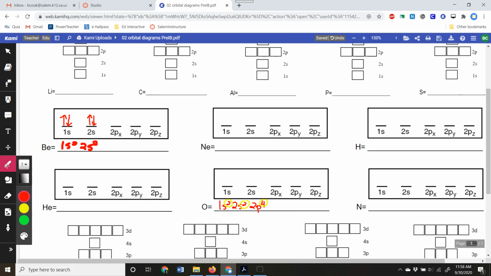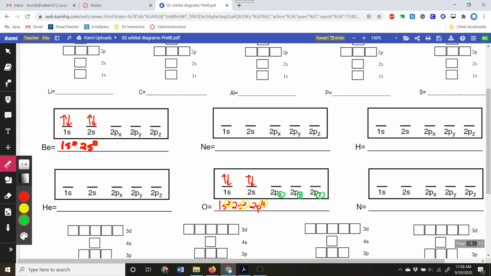So oxygen, 1s2, so that one's pretty straightforward. We put 2 electrons in the 1s, 2s2, so we put 2 electrons in the 2s. All right, now here's where it gets a little bit different. We have 2p4. So that means we have 4 electrons that we need to put into the p sublevel. It's a little bit awkward when it's written this way simply because you have this x and the y and the z. All right, what's the purpose for that?